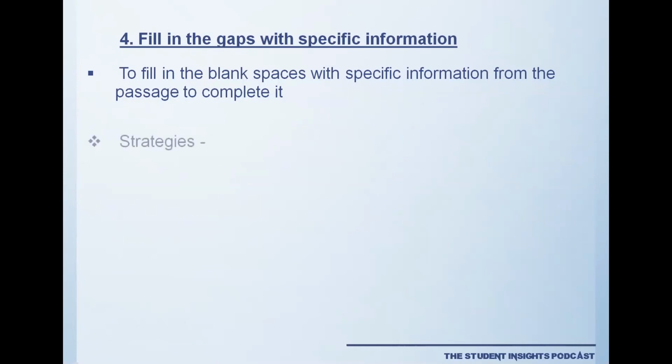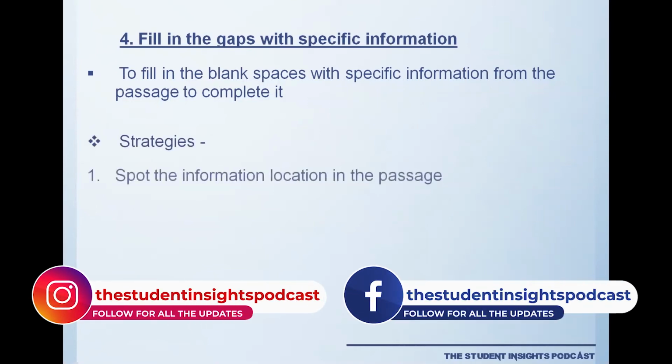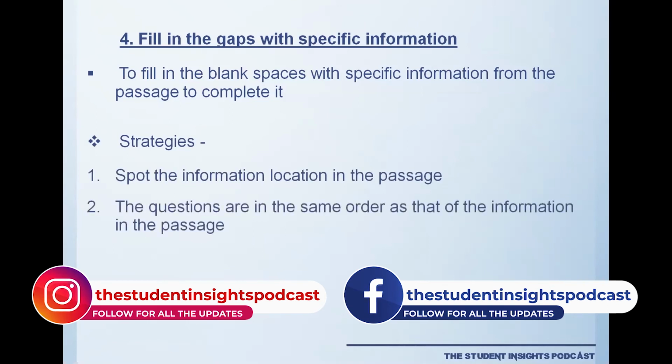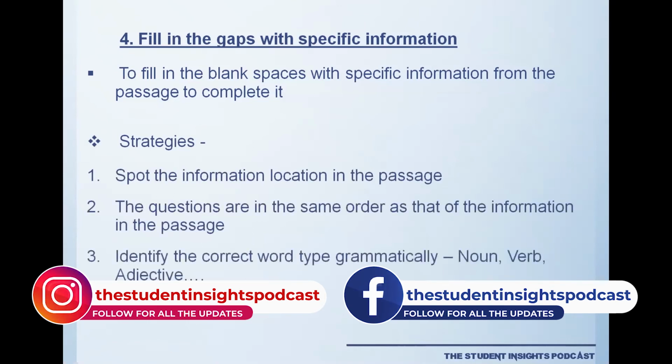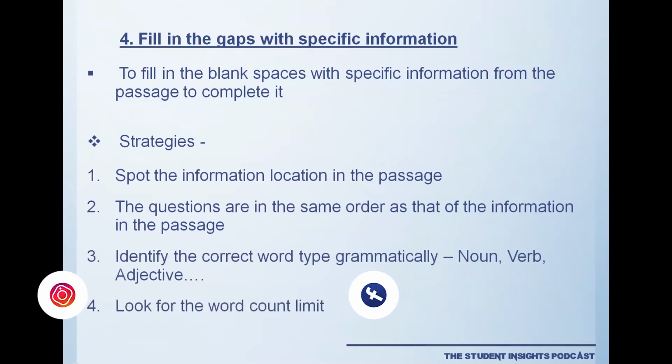So the strategies that you can use for the same is spot the information location, and this becomes easier once you have actually underlined the keywords. So you know what information is present at what place in the passage, so you can correlate with the information in the passage and that of the question. Because also here you have to keep the word count limit in mind. That's the fourth one, but I'm kind of bringing it in the sequence up.